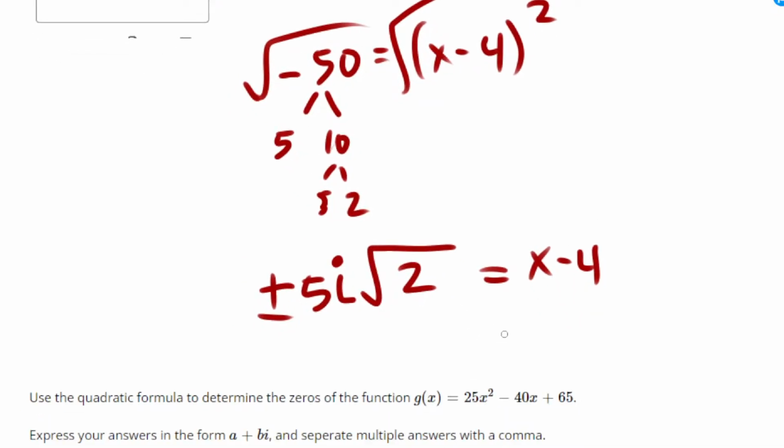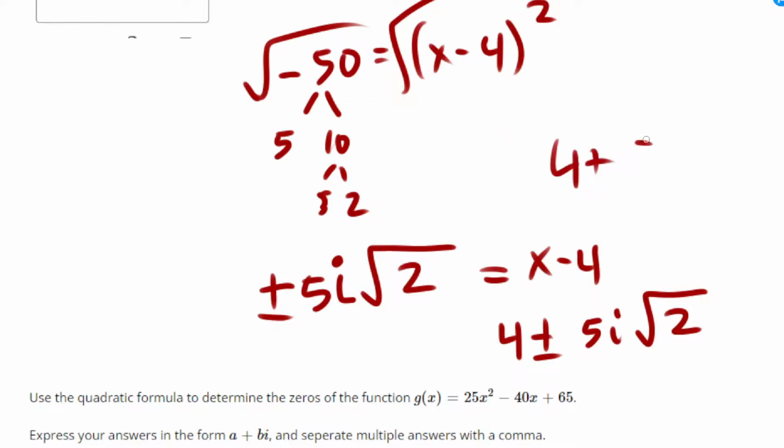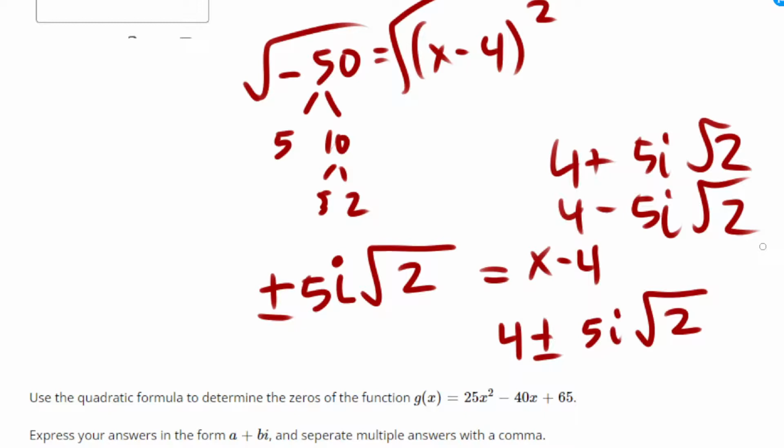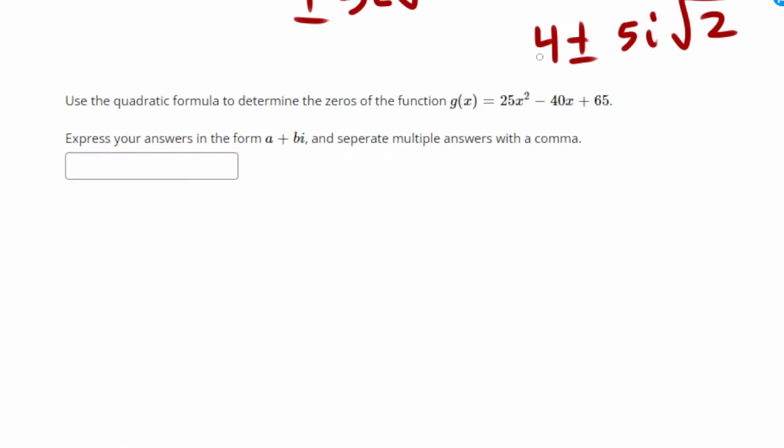So we'll get 4 plus or minus 5i square root of 2. Yeah, kind of a weird concept. Yeah, so that would be your zeros: your 4 plus 5i times the square root of 2, and your 4 minus 5i times the square root of 2. Yeah, kind of weird, kind of wonky, but you'll get used to it.